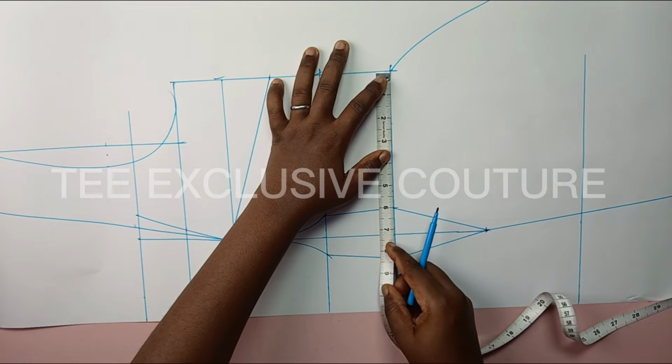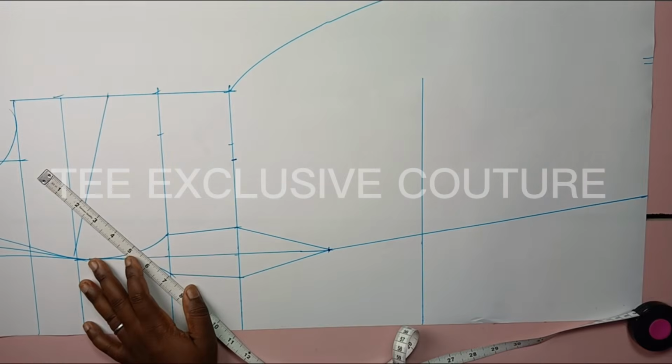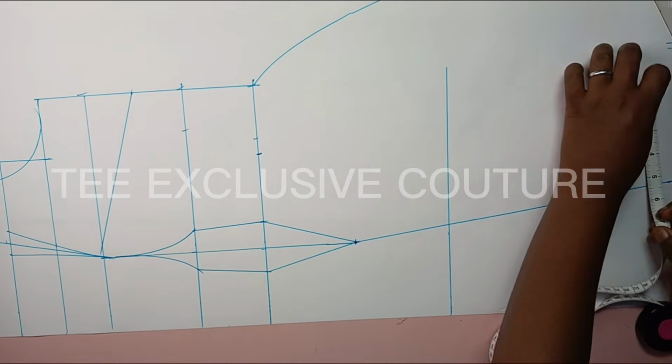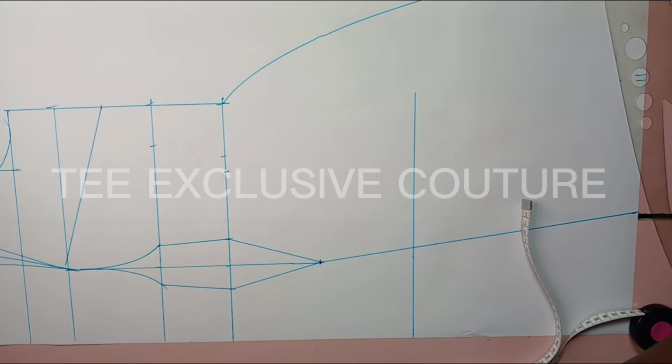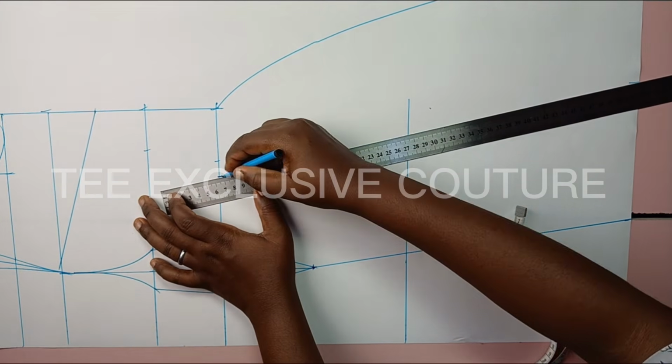So you go to the waistline, whatever you have there, divide it by 2, then you connect it to the hem on the second part of the division that we did on the hemline. So you just use your rule and connect it together like this.